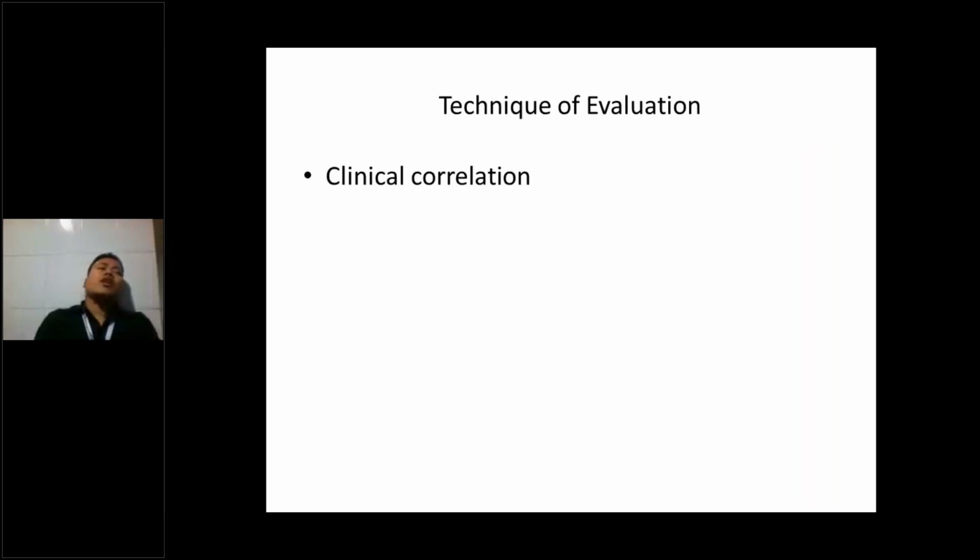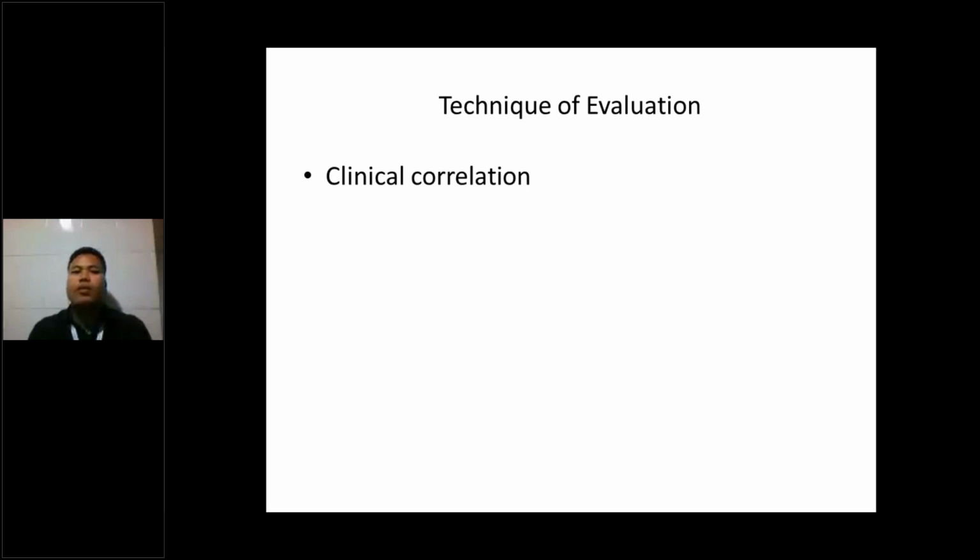So what are the techniques for the B scan? We cannot diagnose by looking at the findings of this scan. It needs clinical correlation with the findings which we can see from the slit lamp. So this is the clinical correlation.